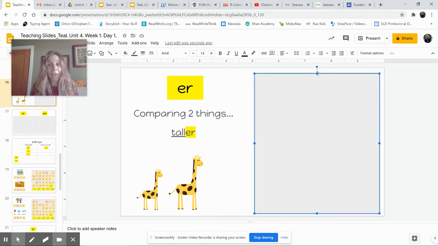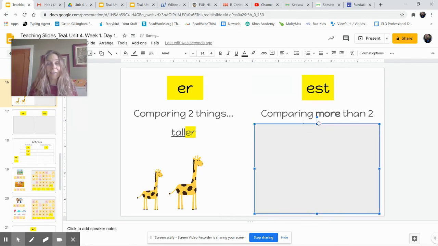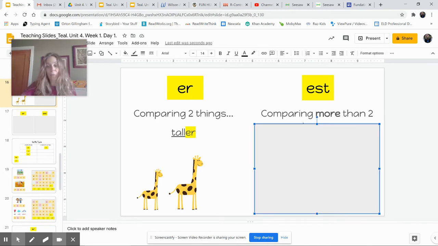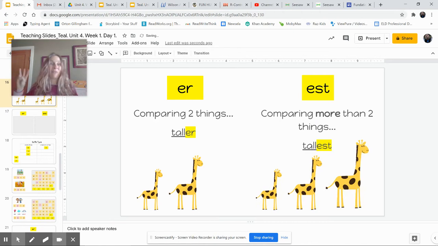Let's take a look at our other suffix we were looking at. Suffix est means we're comparing more than two things. Okay, so if we have two giraffes, we're going to use er, but if we have three giraffes, we're going to use the suffix est. So this giraffe is the tallest of them all. Okay, so I've got three giraffes here. He is the tallest of them all.